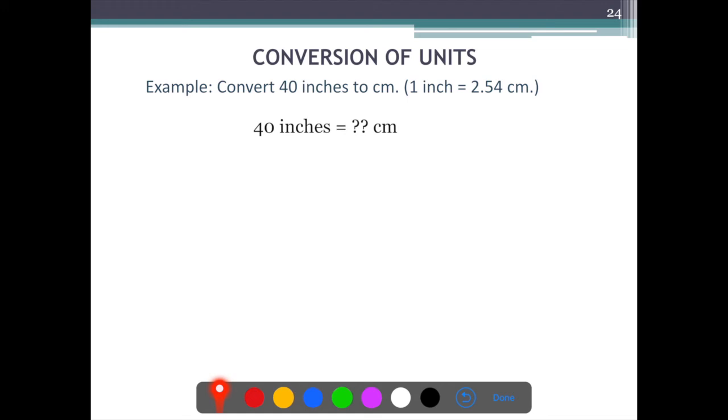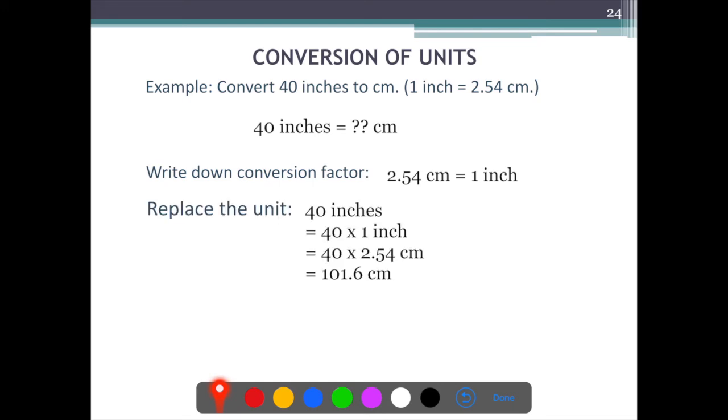All right, so the first thing to do is to write down the conversion factor, because the conversion factor relates the two units that are involved, inches and centimeters. It gives you a relationship between these two, which allows you to convert inches to centimeters. The conversion factor is 2.54 centimeters is equal to 1 inch. And then you write your number in terms of the number and its unit. So 40 inches can be broken down as 40 times 1 inch.